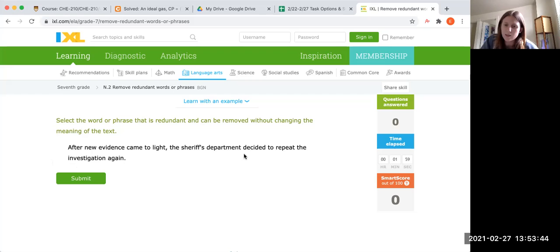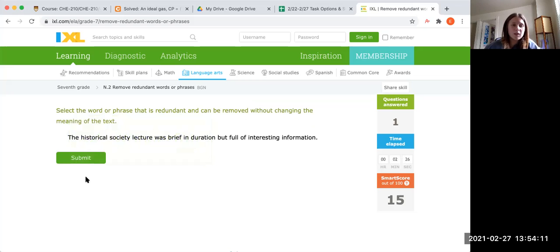The sheriff's department decided to repeat the investigation again. To me, that sounds very repetitive, because: repeat the investigation again. You don't need the word again. You can just say the sheriff's department decided to repeat the investigation. So, I'm going to remove that word, and I think that is a lot better. You can see how removing even one word makes a sentence a lot clearer and it flows a lot better. So we're going to continue.